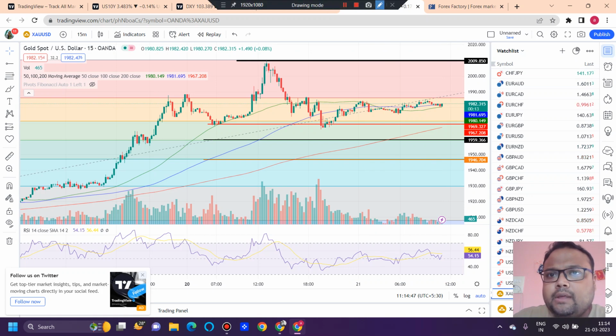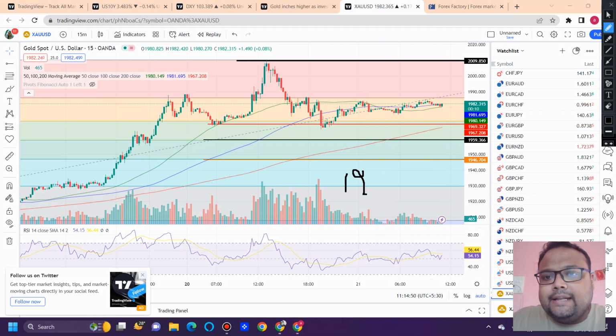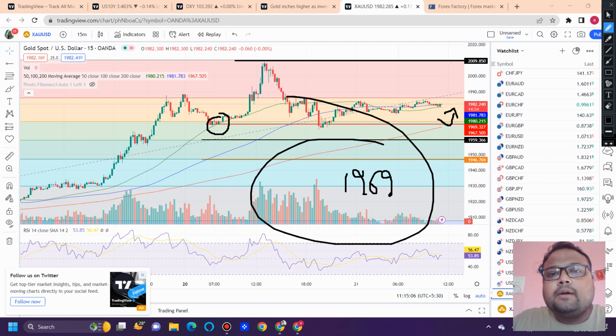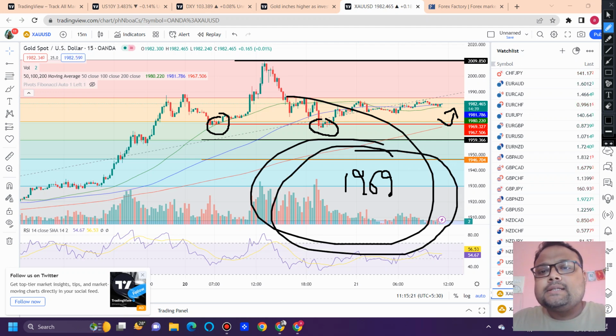So during the day, if gold comes down, then around 1969 we have a minor support. If you see the market taking support and going up, you can go for a buy position. Usually in this type of scenario, I do not recommend a buy position because the market has already bounced twice. But this time we also have the moving average coming up. So along with the previous price rejection around the area, we also have the moving average. As a result, there is still a possibility that the market will take support.